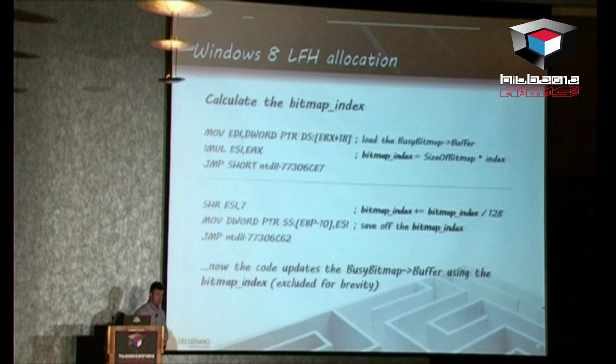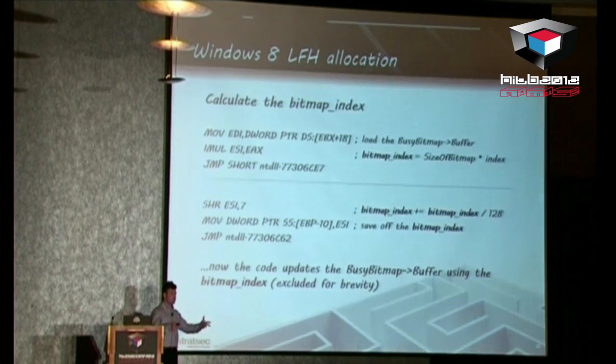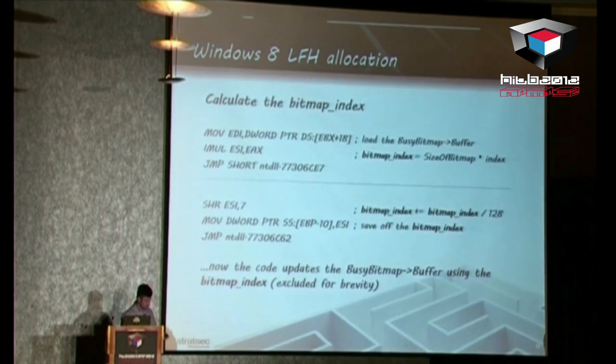Then what happens is that it calculates this bitmap index, as I called it. Basically it uses the size of the bitmap times that random value it retrieved out of the array, then divides that by 128, and gives you this bitmap index. Once it's got that bitmap index, it updates this busy bitmap data. I kind of excluded that because it was quite a complex process and it's pretty randomized, and we don't really need to know the actual mechanics of that just yet.